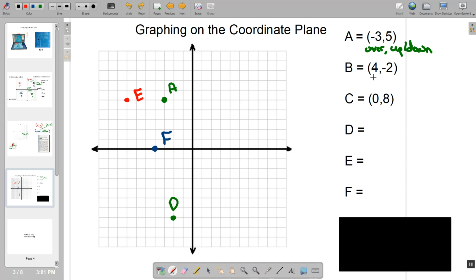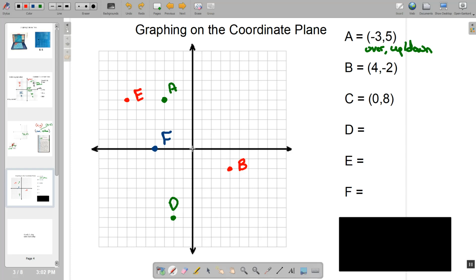Point B, we need to go 4 over and then 2 down because that is a negative. So I start here, and I'm going to go 1, 2, 3, 4 in the positive direction, which is to the right, and I'm going to go 2 down. Puts me right there.